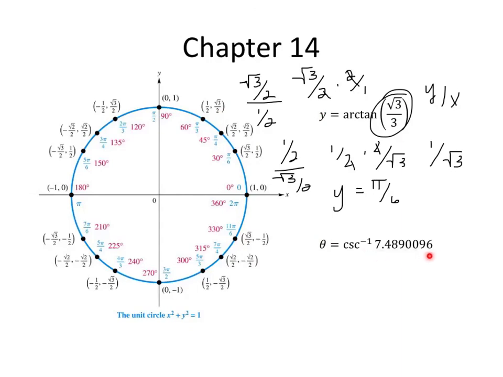Because we're given a decimal rather than something in radical form, what we need to do is put this into our calculators. Obviously, the calculator does not have a cosecant function. So the way that you will input this is that you will take the inverse sine of 1 over this number. And when you hit enter, you will find that theta is equal to 7.674 degrees.